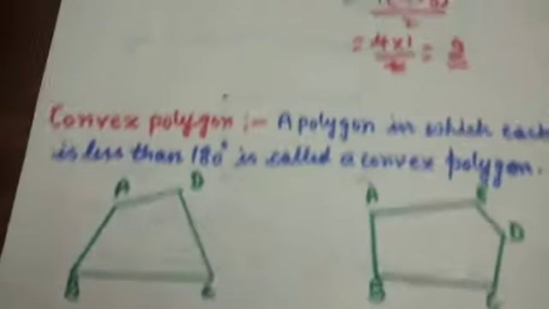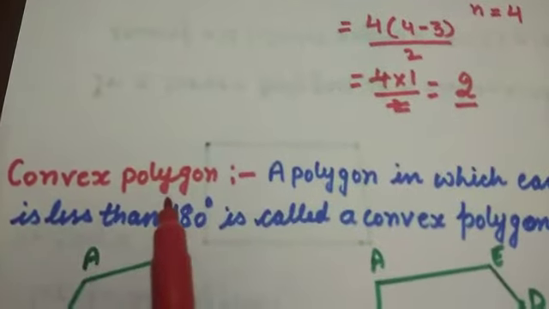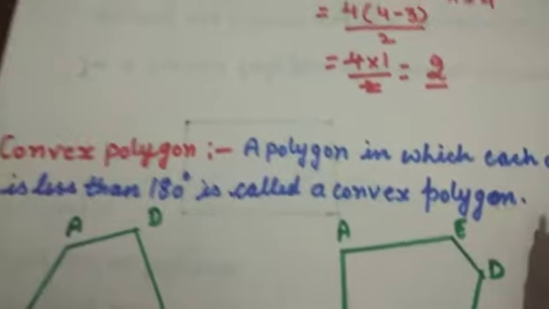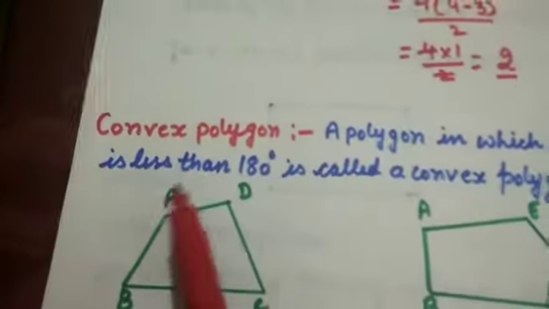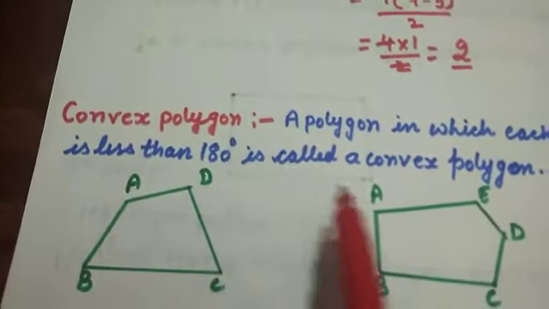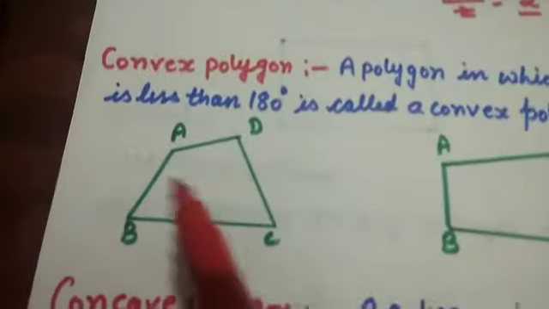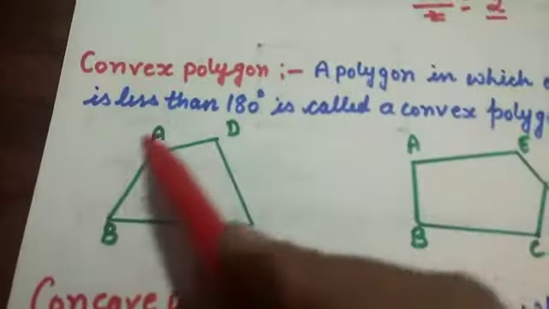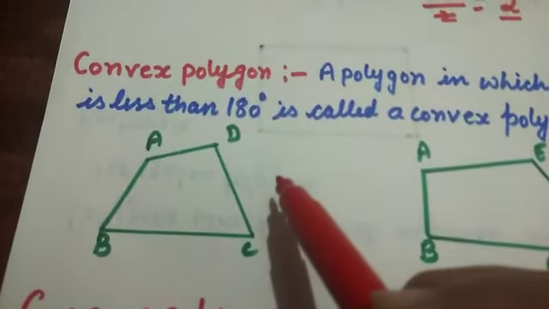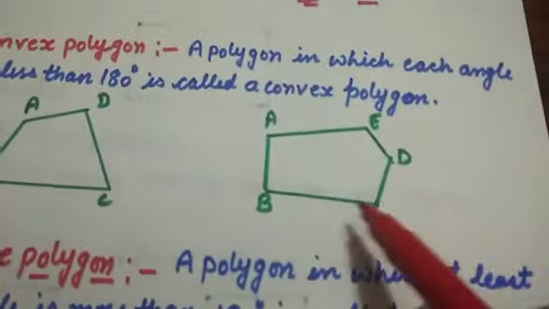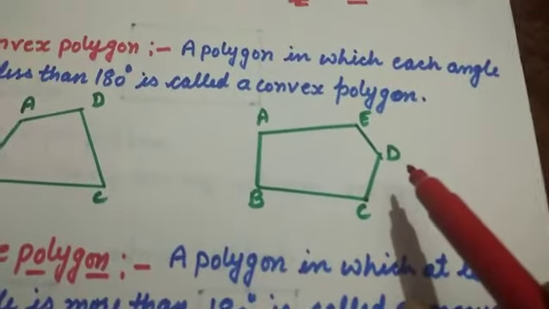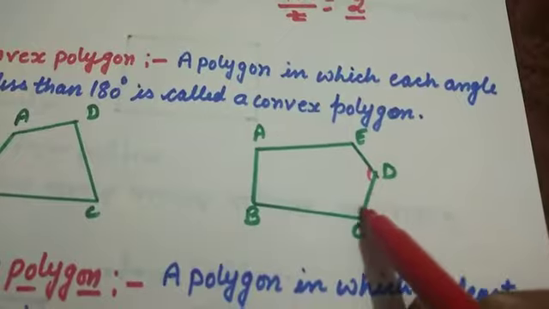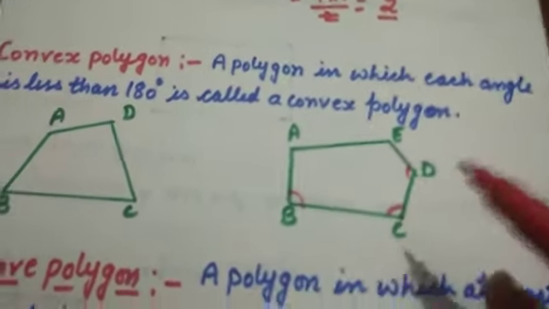Now our next topic is a convex polygon. A polygon in which each angle is less than 180 degrees is called a convex polygon. You can see ABCD is a quadrilateral. Here each angle is less than 180 degrees. Same way, ABCDE is a pentagon, and in this also each angle is less than 180 degrees.